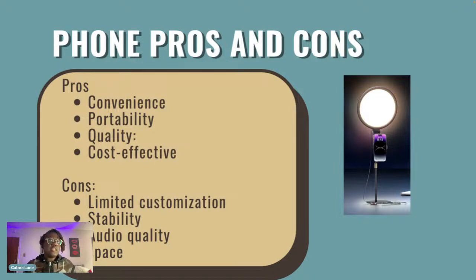The only thing is the lighting on your phone. It gives you automatic lighting, so you're not able to fix the lighting as much as you would with a camera. Also the stability: you would need a tripod or something to prop up the phone if you were to use it for YouTube videos. The audio quality is not the worst, not the best, but you can make it better. And also space: if you're recording YouTube videos or any type of content on your phone, you're going to run out of space pretty fast. So those are the cons of using your phone.